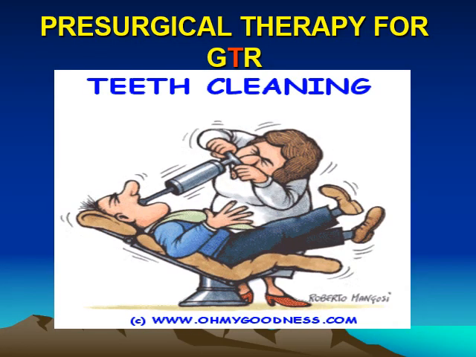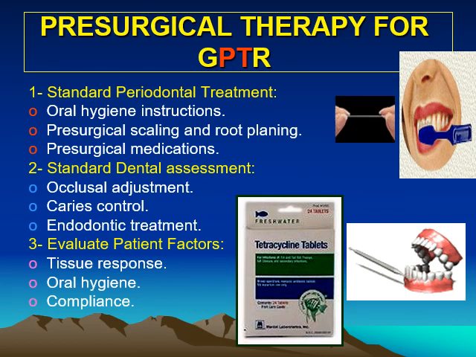Before starting the treatment with the process of guided tissue regeneration, the following steps should be taken. Number 1, a standard periodontal treatment should be performed by means of oral hygiene instructions, pre-surgical scaling and root planing, and pre-surgical medications according to the patient condition. Number 2, standard dental assessment, such as occlusal adjustment if needed, caries control, or endodontic treatment. Then we have to evaluate the patient factors, such as the tissue response to treatment, the oral hygiene, and the patient compliance.